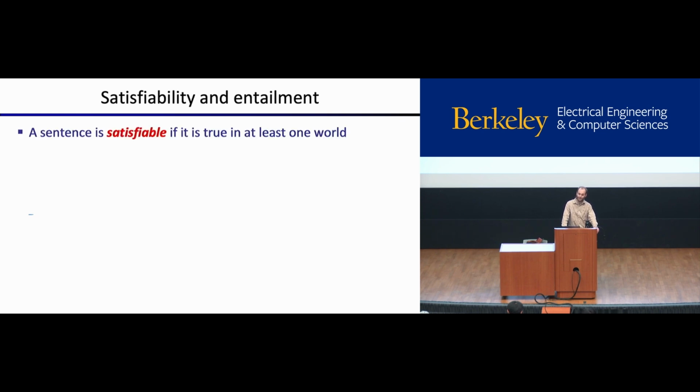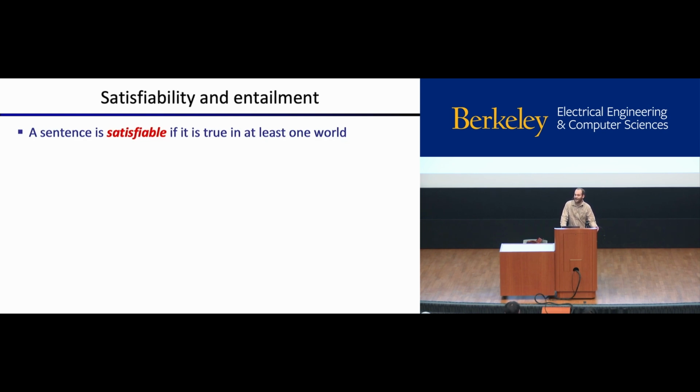A sentence is satisfiable if it is true in at least one possible world, if there's some assignment of values to variables that makes the sentence true. So is the sentence A and B satisfiable? Sure. You set A to be true, you set B to be true. Is the sentence A or B satisfiable? Yeah, even easier. You set A to be true and B to be false, for instance.